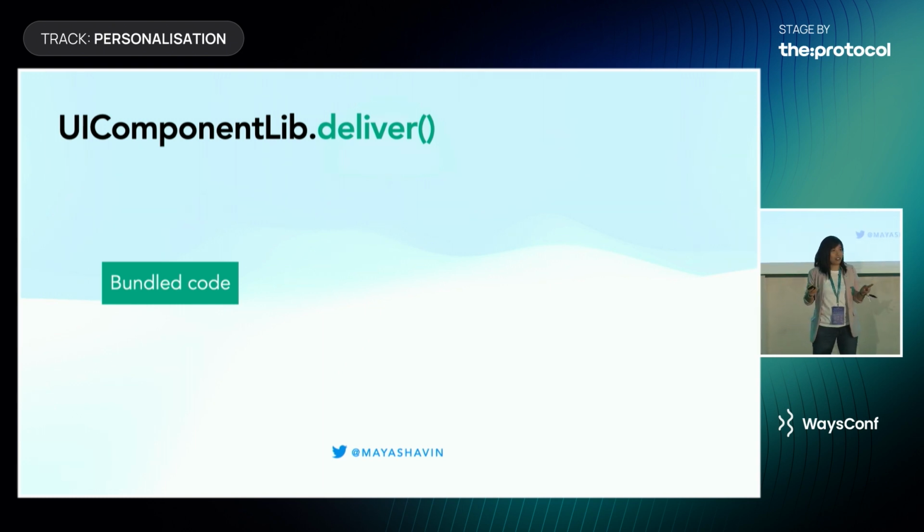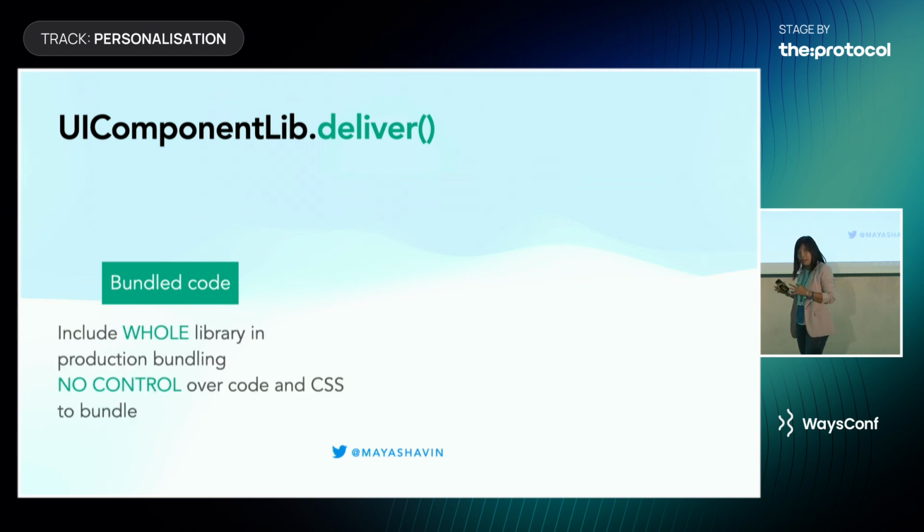In fact, we have 2 options. First, you can use bundled code, which means you ship the whole library as is, after compiling to JavaScript. The downside of this is that you have absolutely no control over the code and the CSS bundled together. Later on, if someone uses your library, they have to build their own mechanism to tree shake it, or they won't be able to tree shake it. That's the downside of it. Their application might end up becoming very large because of your library.